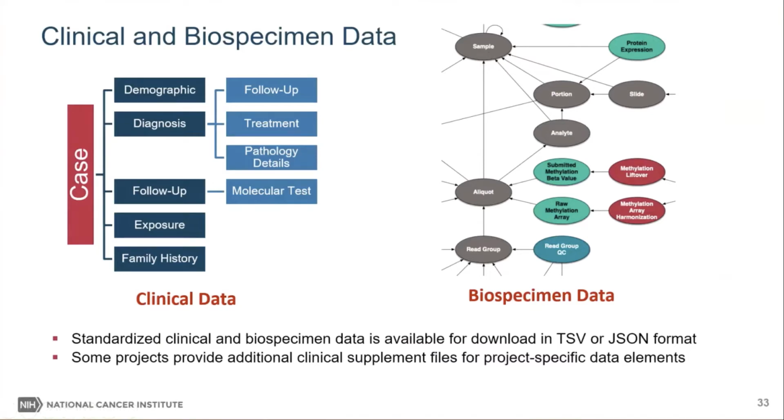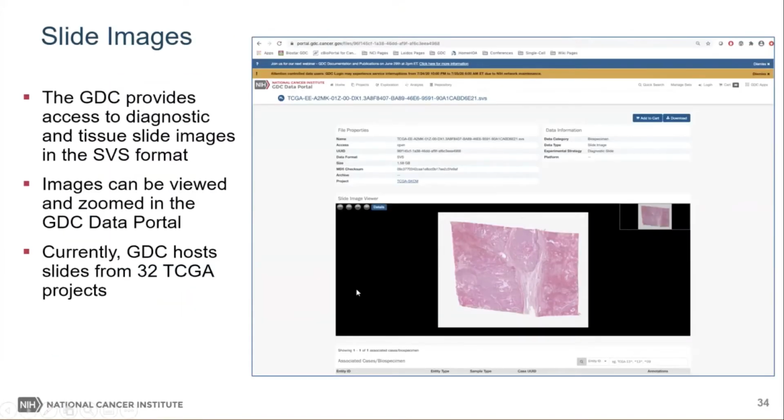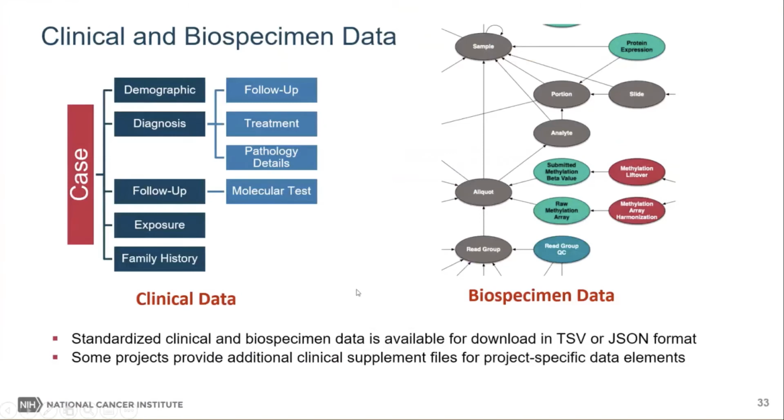Each sample is shown in a parent-child relation with aliquot, analyte, portion, and slide data types. Also, aliquot data is related to read group data, while portion is related to analyte. In addition, some project-specific data elements are also provided by GDC as clinical supplement files. All clinical and biospecimen data is available for download in TSV or JSON formats. Next slide.